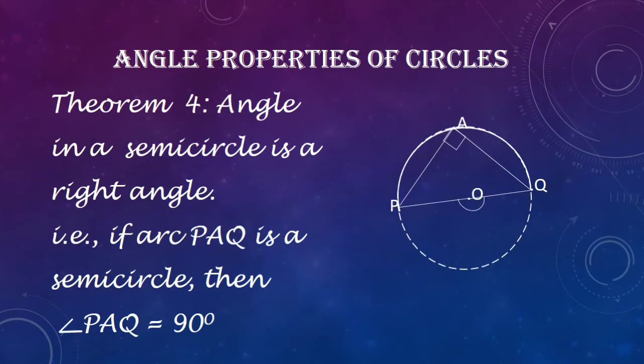Theorem 4. Angle in a semicircle is a right angle. That is, if arc PAQ is a semicircle, then the angle subtended by the diameter PQ at any point A on the semicircle is a right angle. That means the angle PAQ is equal to 90 degrees.